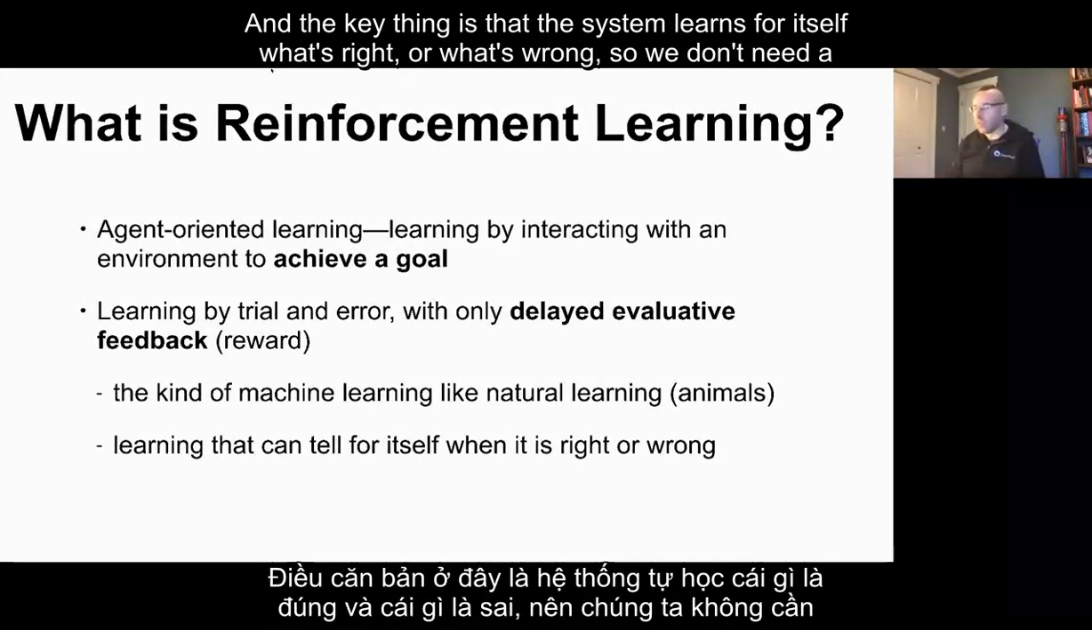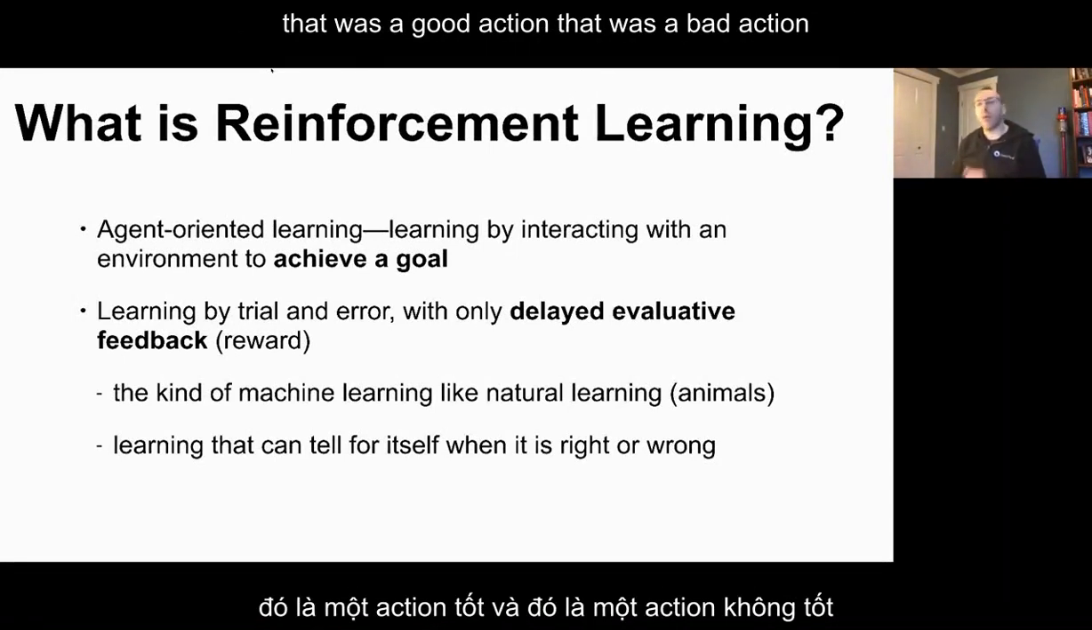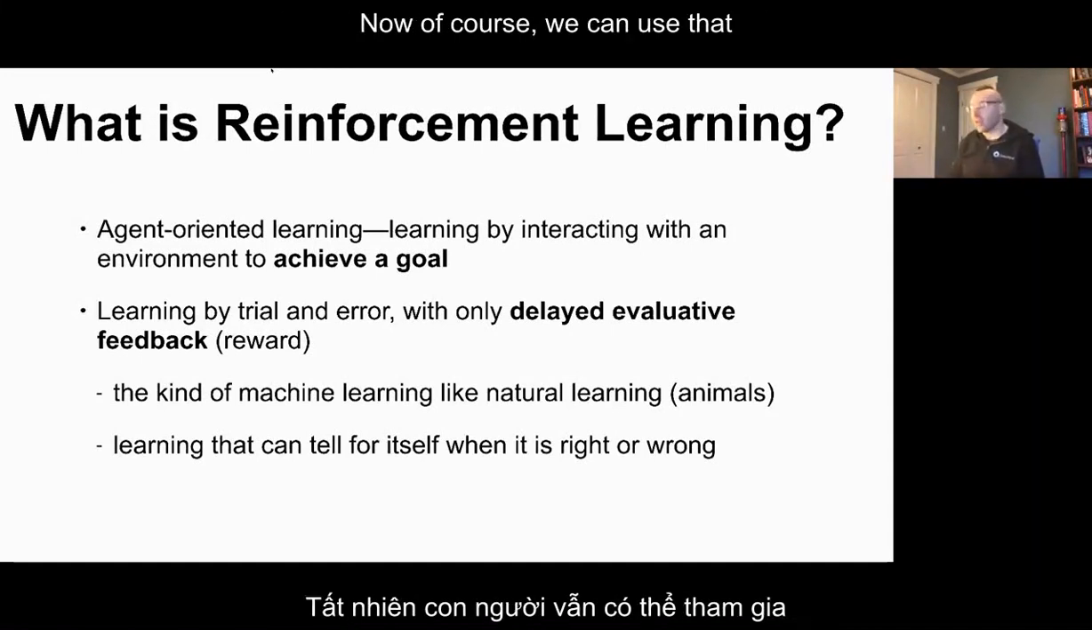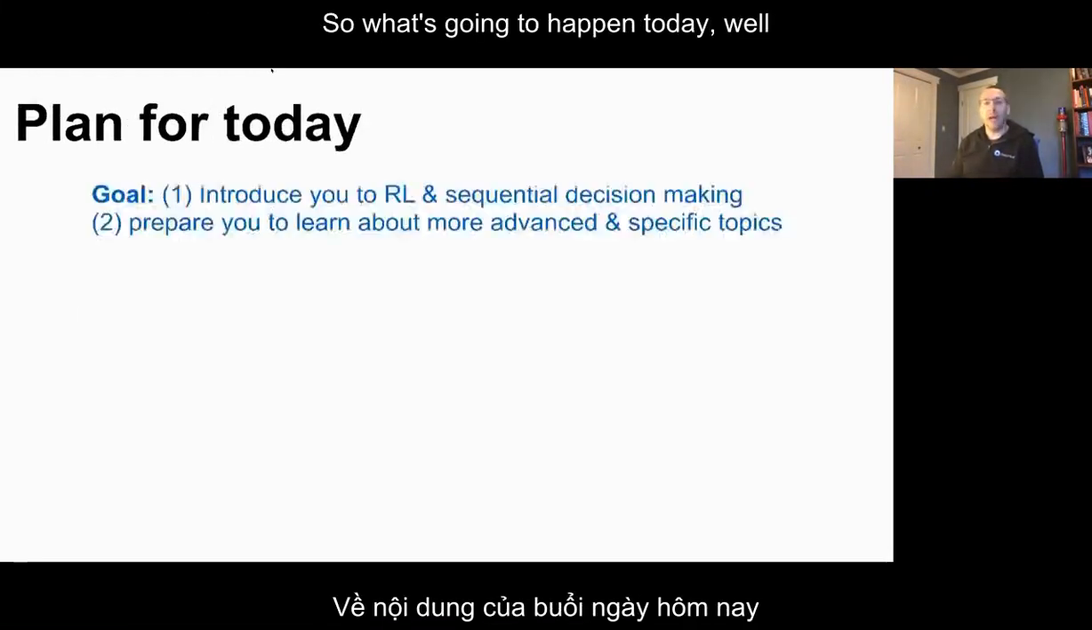And the key thing is that the system learns for itself what's right or what's wrong. So we don't need a human in the loop to tell the agent that was a good action, that was a bad action. Now, of course, we can use that, but the primary idea is that the learning system is completely autonomous. So what's going to happen today?